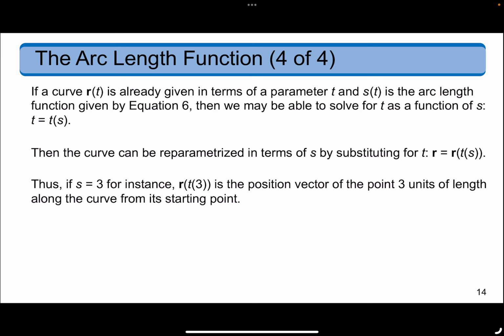If a curve r of t is already given in terms of parameter t and s of t is the arc length function given by equation 6, then we may be able to solve for t as a function of s, t is equal to t of s. Then the curve can be reparametrized in terms of s by substituting for t: r is equal to r of t of s. Thus, if s is equal to 3, for instance, r of t of 3 is the position vector of the point 3 units of length along the curve from the starting point.